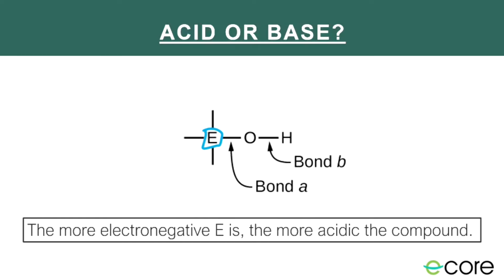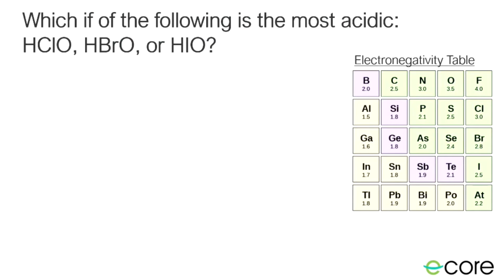So, for example, let's take this list of acids. It says, which of the following is the most acidic? HClO, HBrO, or HIO? Well, the only difference, just like we've been looking at, is that atom that's not oxygen or hydrogen. So chlorine, bromine, iodine. And if we want to know the strongest one, then what we need to do is compare their electronegativities, which we can do here on this electronegativity table. So chlorine has an electronegativity of 3, bromine has an electronegativity of 2.8, and iodine has an electronegativity of 2.5.